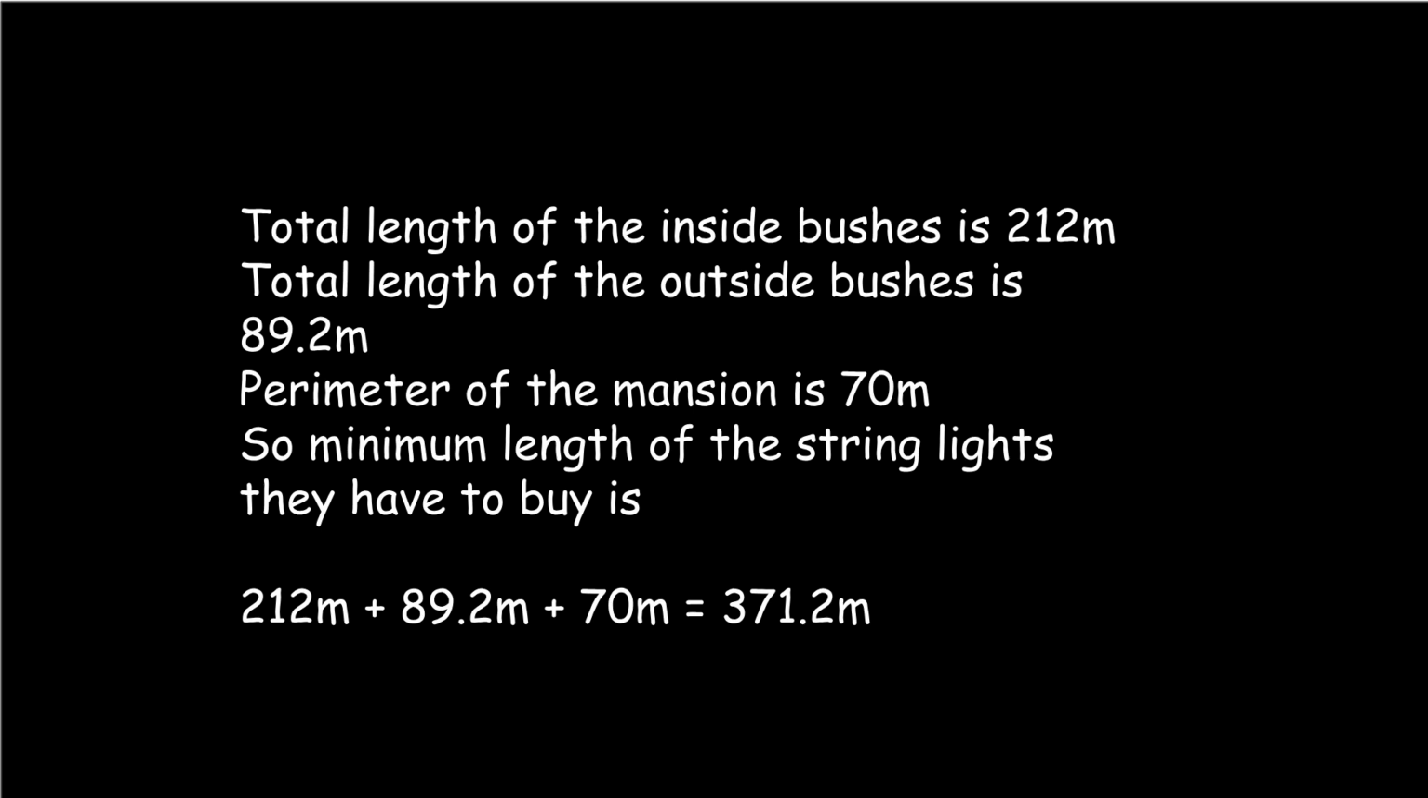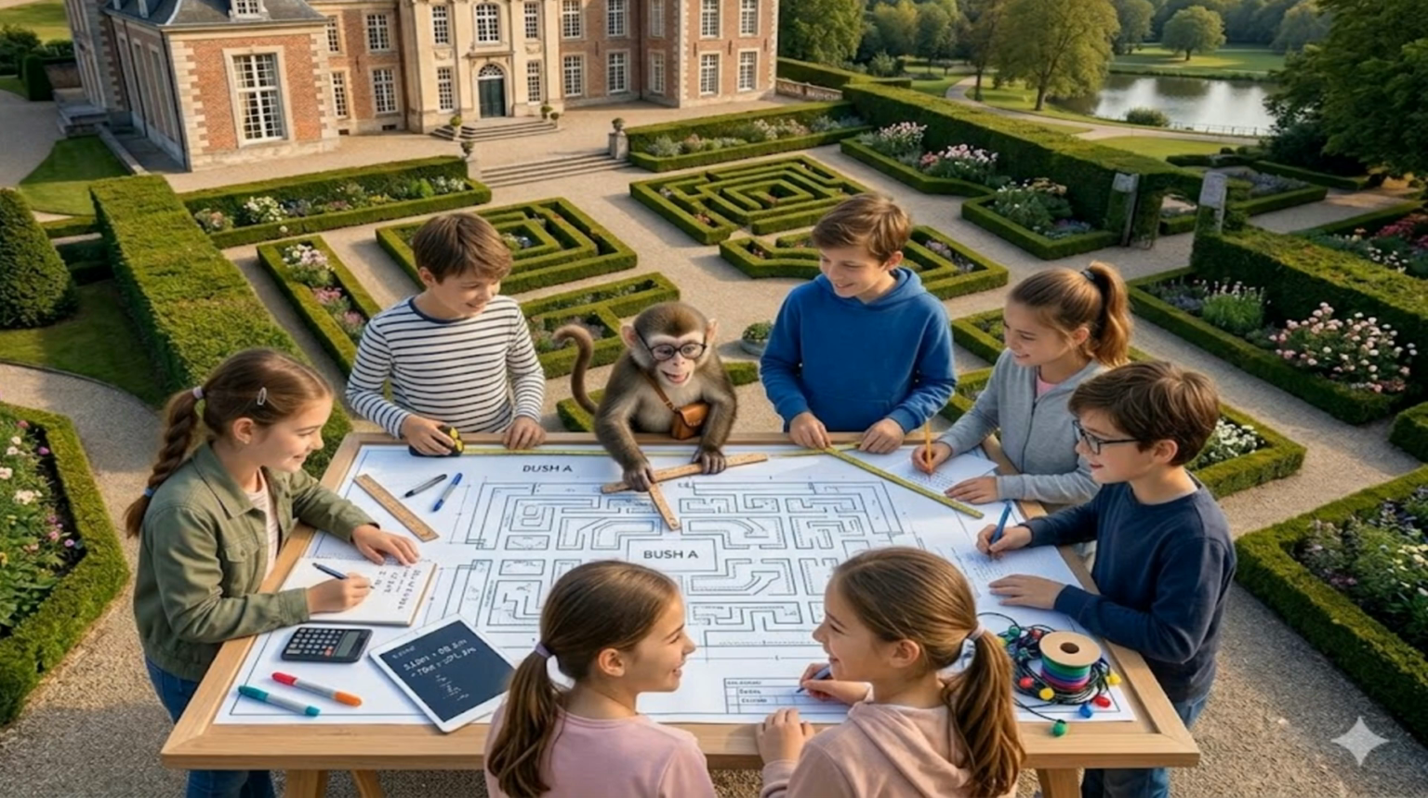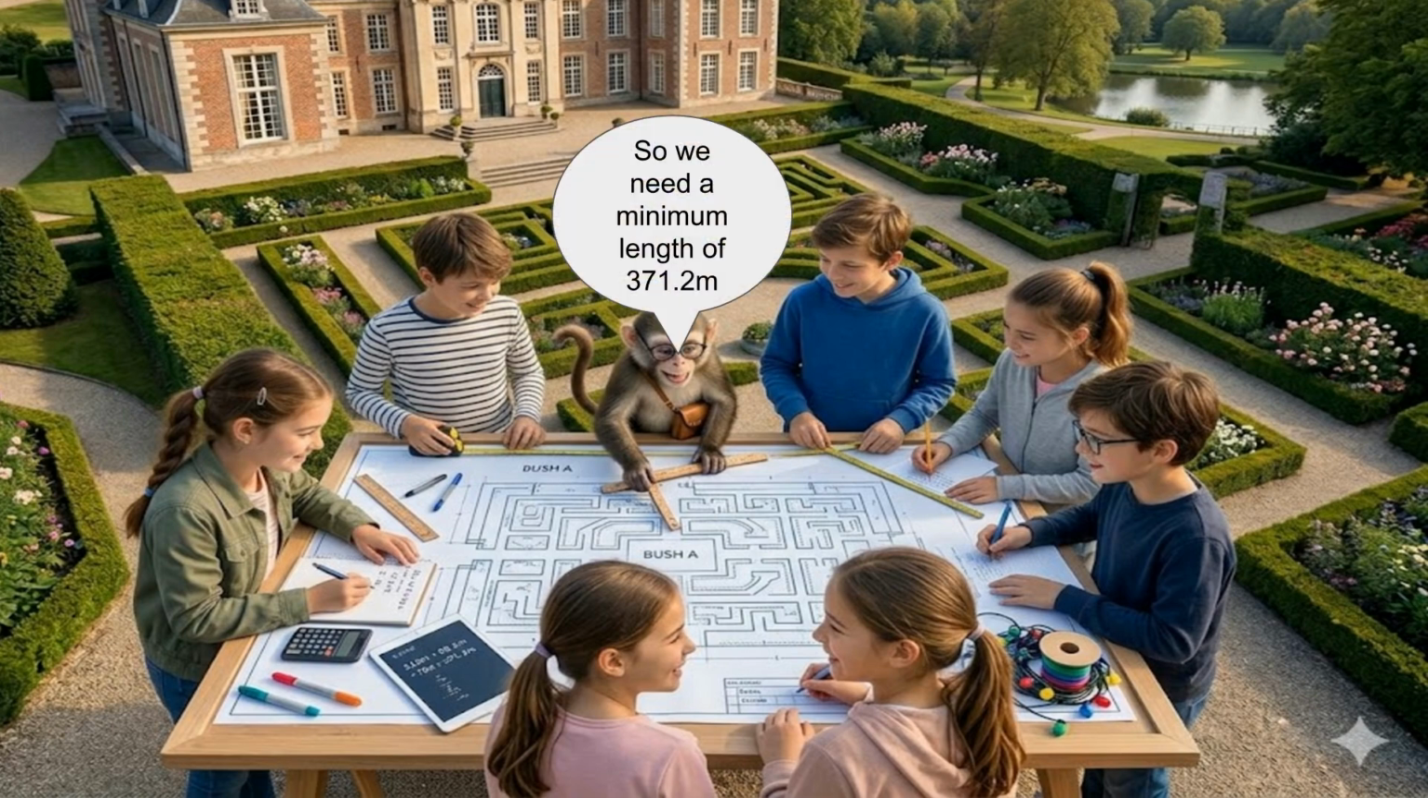The inside bushes require 212 meters. The outside bushes need 89.2 meters, and the mansion requires 70 meters. The total minimum length of string lights needed is 212 meters plus 89.2 meters plus 70 meters, which equals 371.2 meters. They conclude they need at least 371.2 meters of lights.